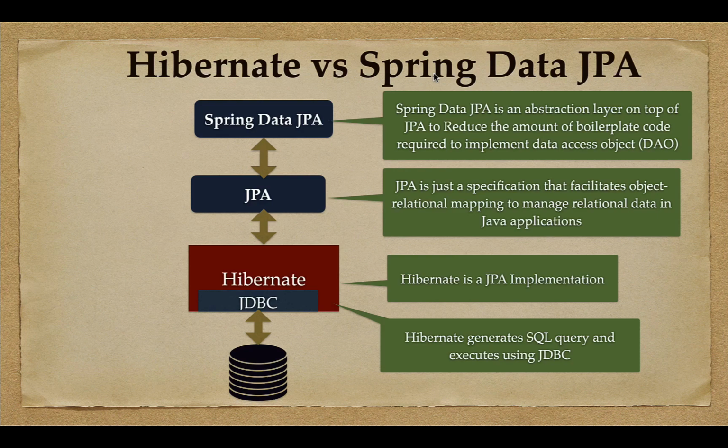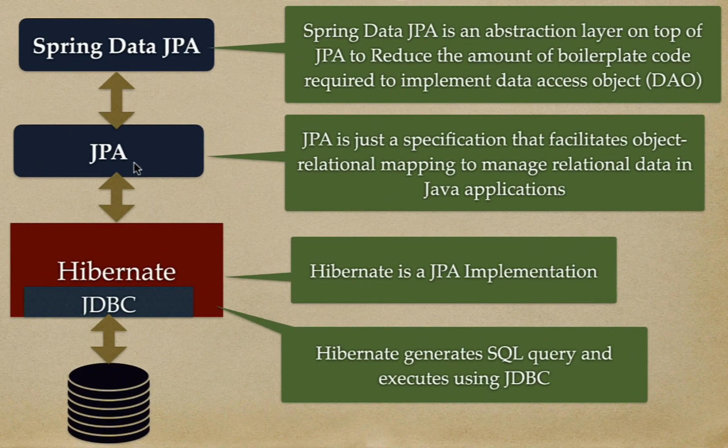Hi, welcome back. In this lecture, let's quickly take a look into the difference between Hibernate and Spring Data JPA. Well, Hibernate is basically an implementation of JPA specification. JPA is just a specification or a standard API that facilitates object relational mapping to manage relational data in Java applications. In Java, JPA basically provides object relational mapping feature.